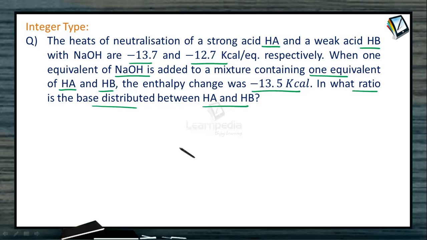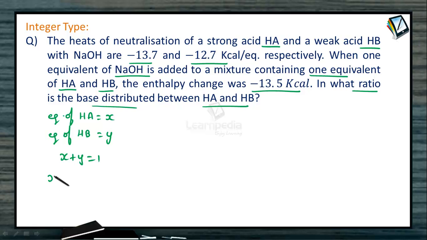Now we need to find out the ratio in which the base is distributed between the strong acid and weak acid for the neutralization. Here, let the equivalent of strong acid be equal to X and the equivalent of weak acid be equal to Y, and it is given that X plus Y is equal to 1. We are adding a mixture containing one equivalent of strong acid and weak acid. So X plus Y is equal to 1. And whenever this entire one equivalent of this mixture is neutralized with one equivalent of sodium hydroxide, the heat released is given as 13.5.